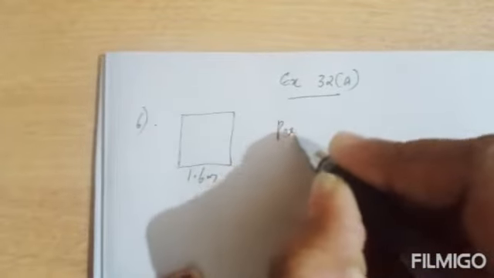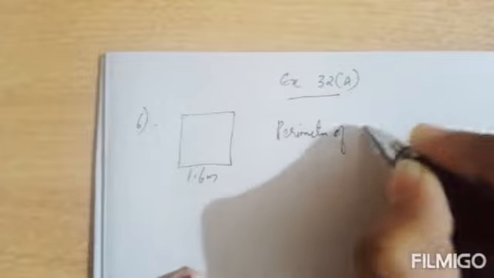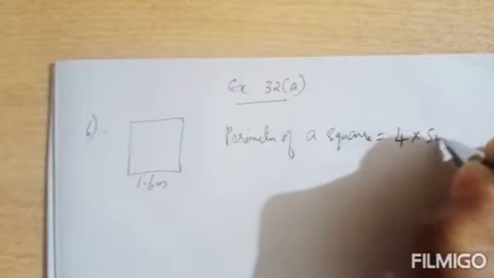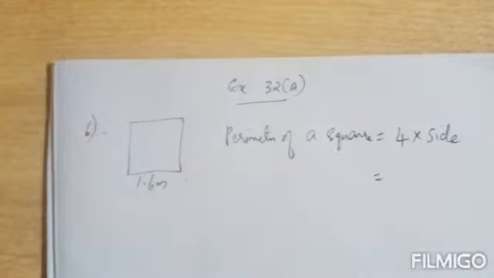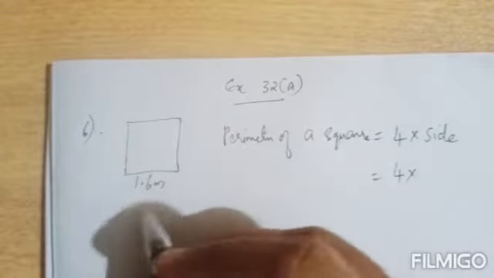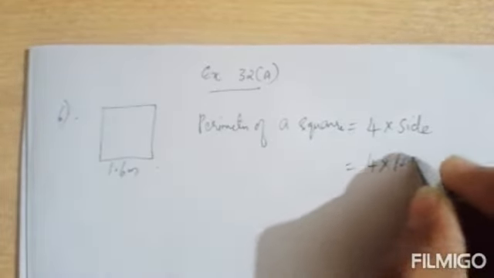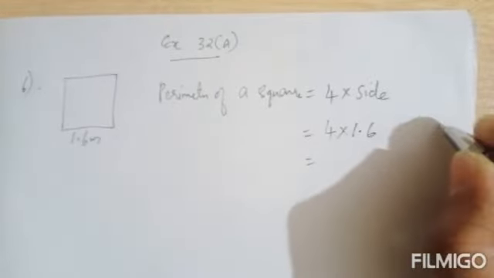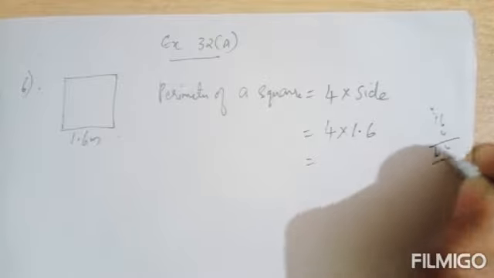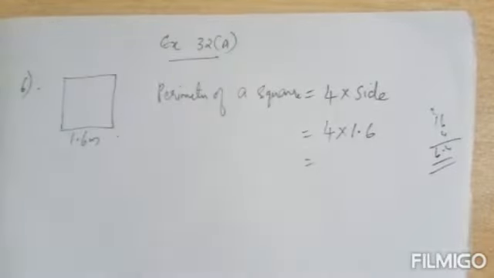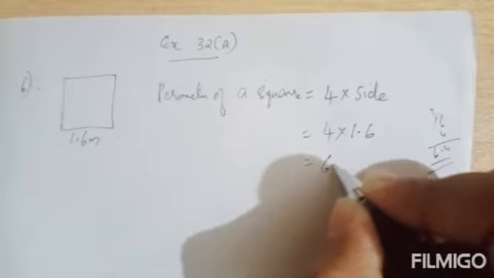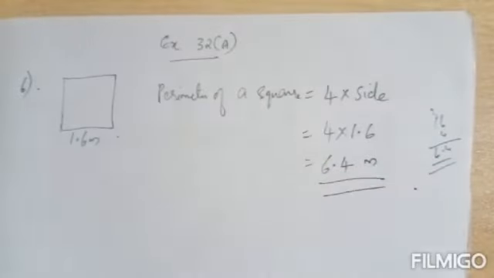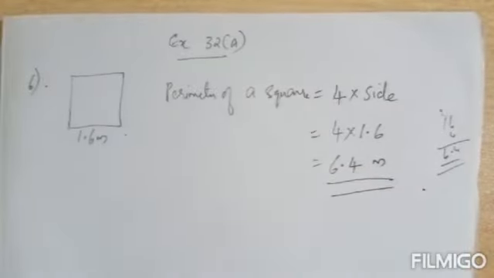So we know the formula for finding the perimeter of a square. Perimeter of a square, what is the formula? It is 4 into side, the length of one side. It is given 1.6 meter. So 4 into 1.6. Now 4 into 16, you will get 64. So the decimal point comes after one digit: 6.4. Then the unit will be meter. 6.4 meter, this is the perimeter of the square.